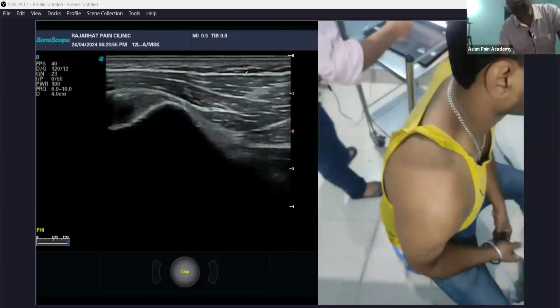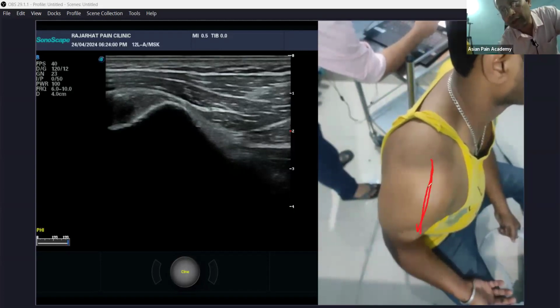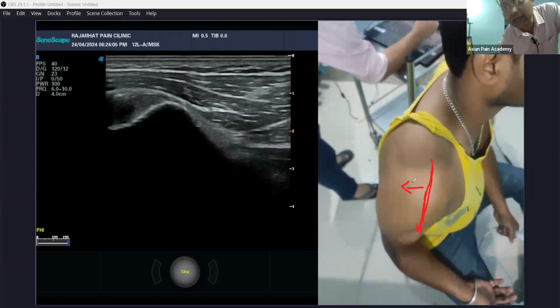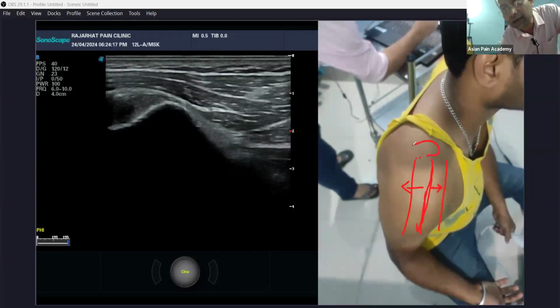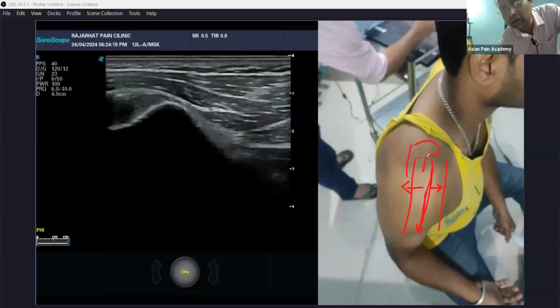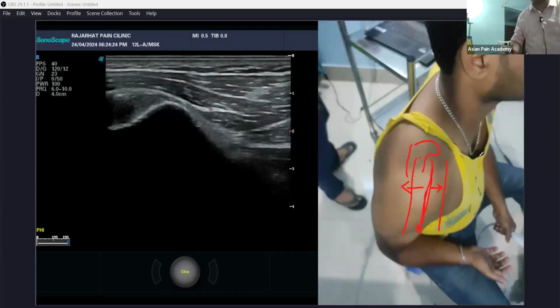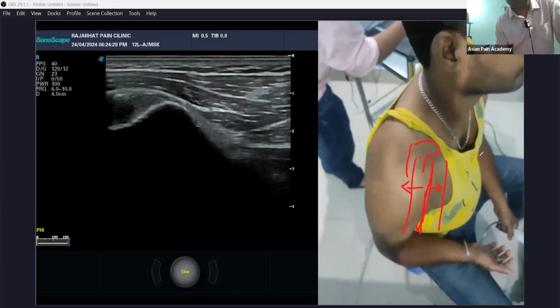So, see, I am putting the probe in this way, in this long axis. Then I am coming laterally, means I am going here, in the same axis. And then if I go medially, I am going medially in the same axis. Here is the head of humerus, and here there is a groove. If I go medially, I have to see the lesser tuberosity, and if I come laterally, I will see the greater tuberosity.